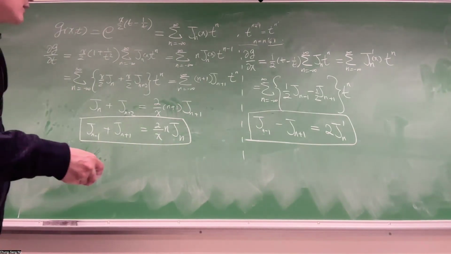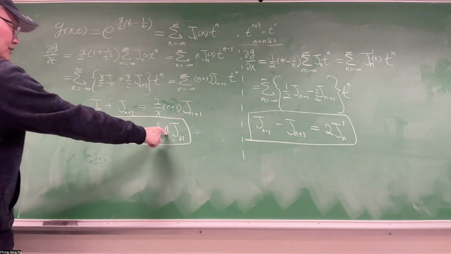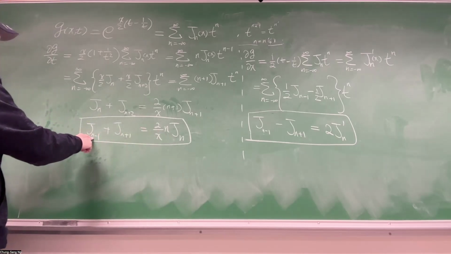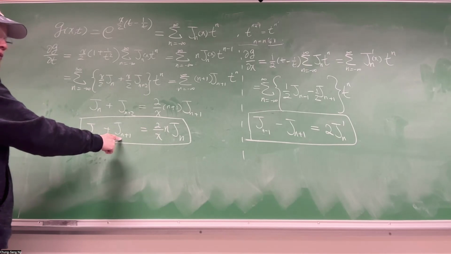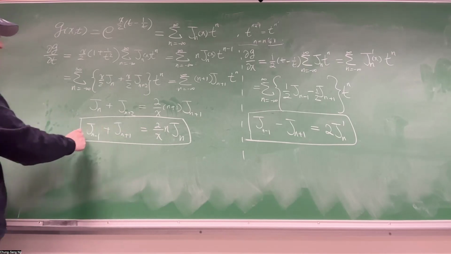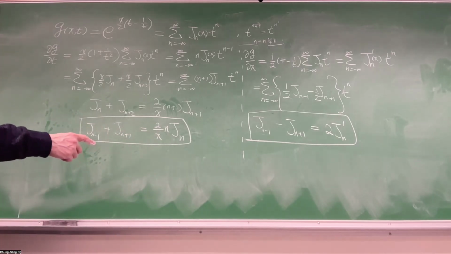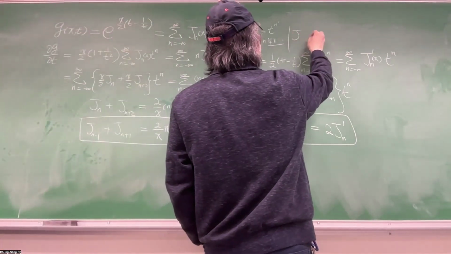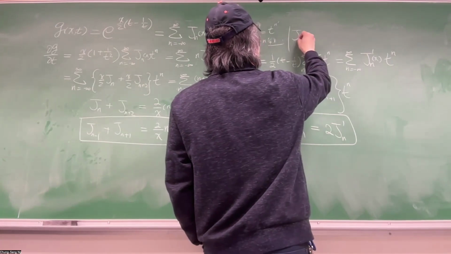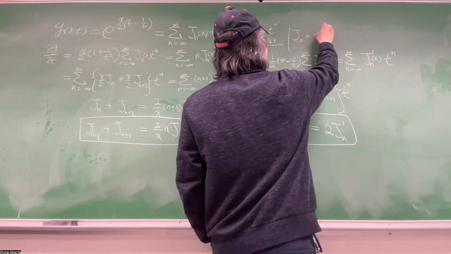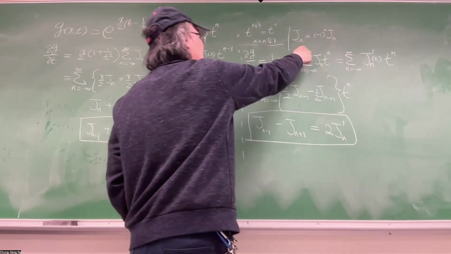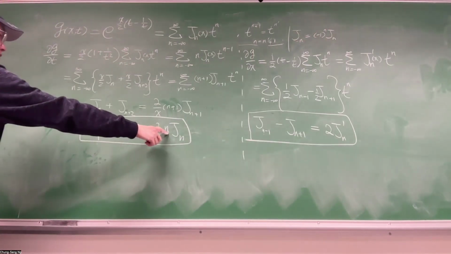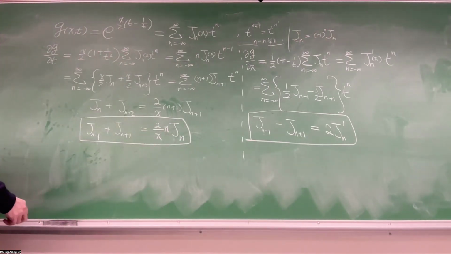So basically setting n to 0. For this one, if you set n equals 0, the right-hand side is 0, meaning J minus 1 plus J plus 1 is 0, which means that they are negatives of each other, which we have already seen before, because remember for integer order, J minus n is minus 1 to the n times J n. So J minus 1 is minus J 1. So this is for n equals 0, so you can get that.